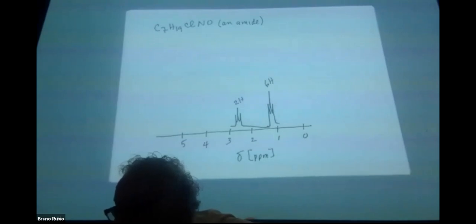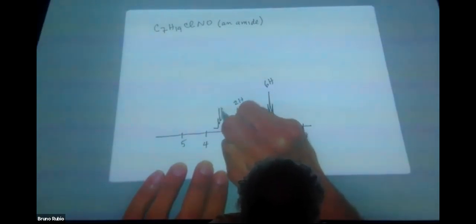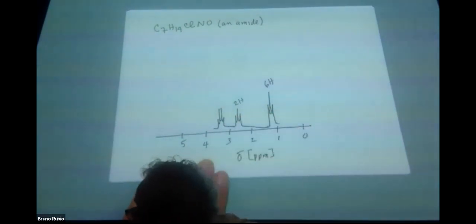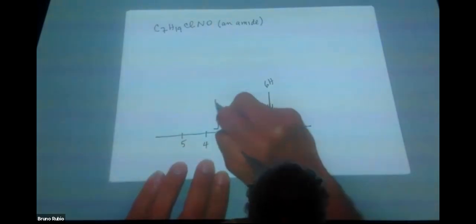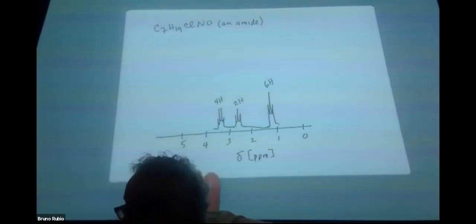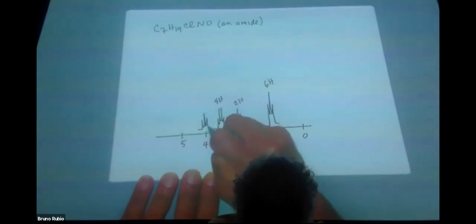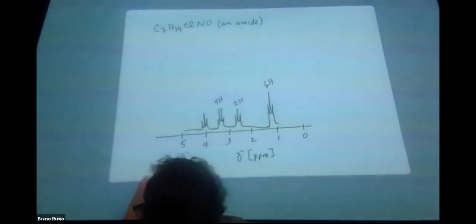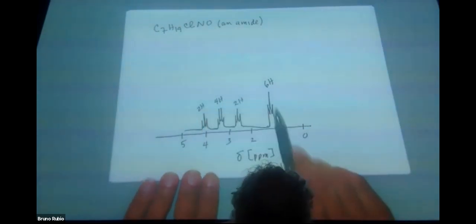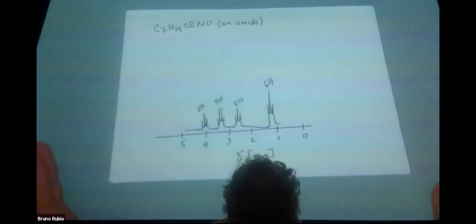A little bit past 3 ppm, I see a quartet, and this quartet is a 4 hydrogen signal. Then near 4 ppm, I see another triplet, and that triplet is a 2 hydrogen signal. Now do all of these numbers add up to 14? Hope so. Yeah, they add up to 14. So the integration is just telling you how many protons are responsible for each signal.